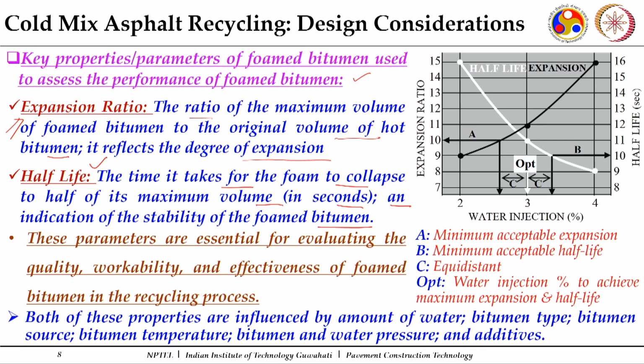Since this foaming is done at site itself, we usually need to check different percentages of water with respect to two parameters: one is expansion ratio and the second is half-life. As we can see, this is the expansion ratio, the black line. The more water is injected, we can vary it, say, from 2 to 5% or 2 to 6%. As the water injection is more, the expansion is more. Here, the expansion ratio is the volume of the foamed bitumen with respect to the volume of the original bitumen.